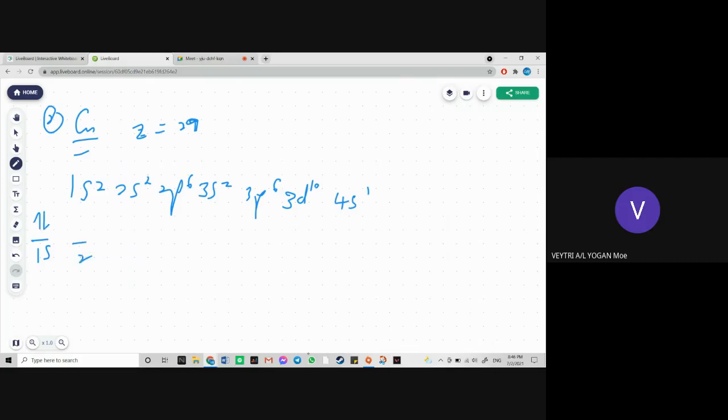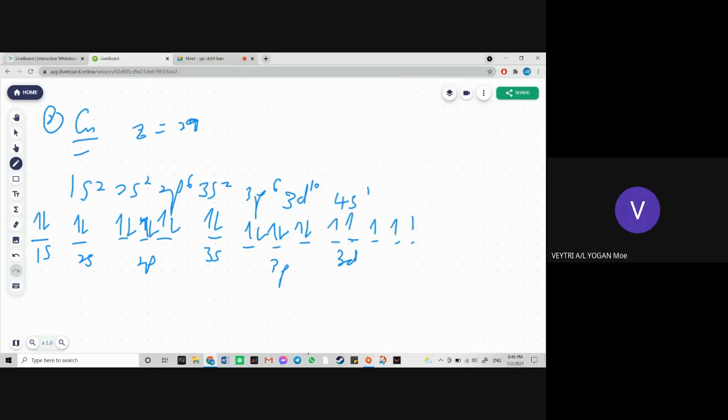1s2, 2s2, 2p6. Make sure you guys notice my drawing, up first and then down. 3s, 3p, 3p6, and then 3d. 1, 2, 3, 4, 5, 1, 2, 3, 4, 5, 6, 7, 8, 9, 10, and 4s1. Okay. The anomalous. Okay, you guys can see over here, right?